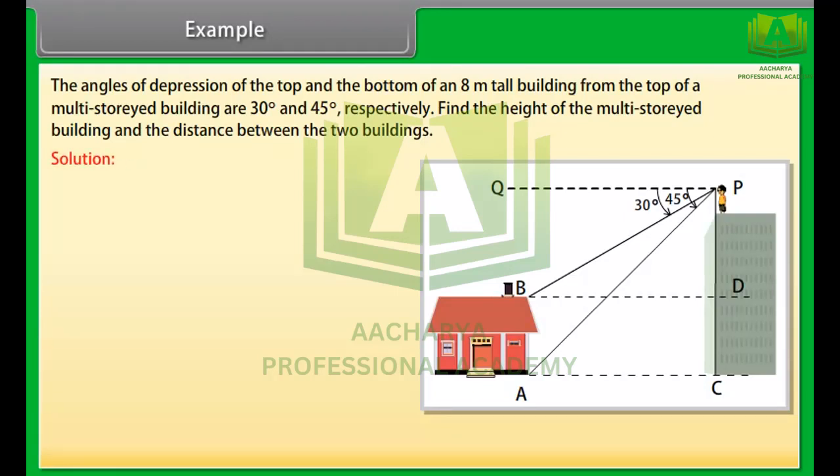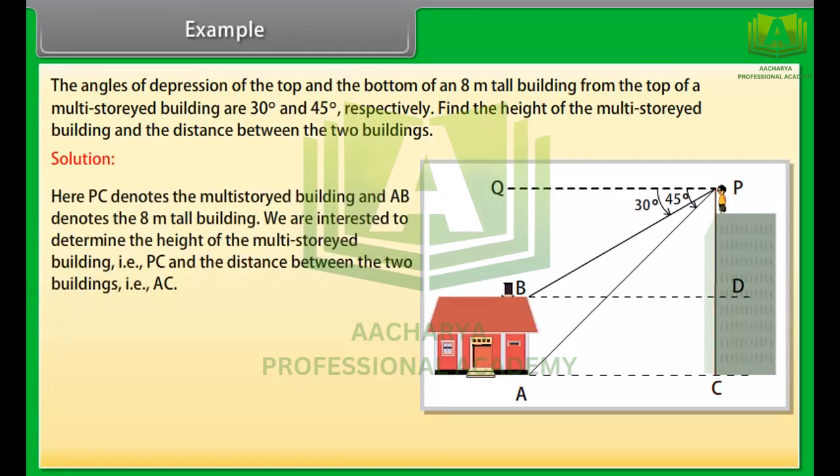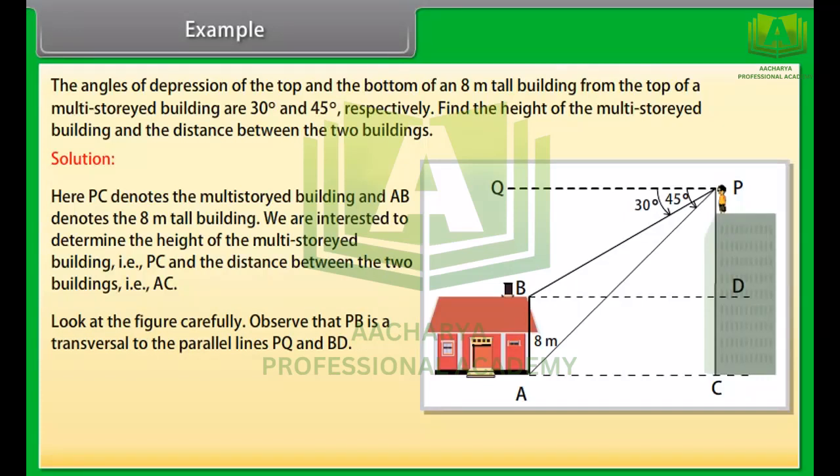Solution: here PC denotes the multi-storied building and AB denotes the 8-meter tall building. We are interested to determine the height of the multi-storied building, that is PC, and the distance between the two buildings, that is AC. Look at the figure carefully.